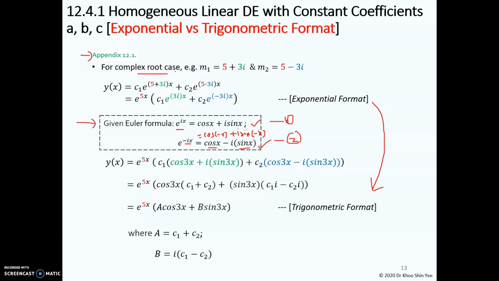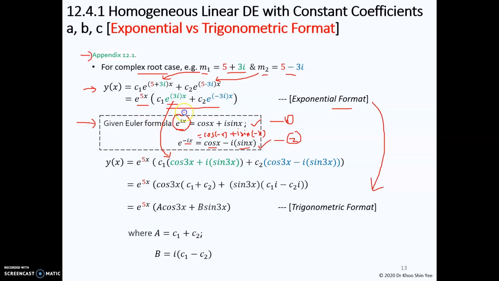For the complex root case, for example, the root 1 is equal to 5 plus 3i, the root 2 is equal to 5 minus 3i. So the complementary solution can be equal to this format, where you substitute the m1 and m2 inside. So we can extract the exponential 5x outside, then you obtain this exponential format. So you can see that the exponential 3ix can be converted to the trigonometric format using the Euler formula.